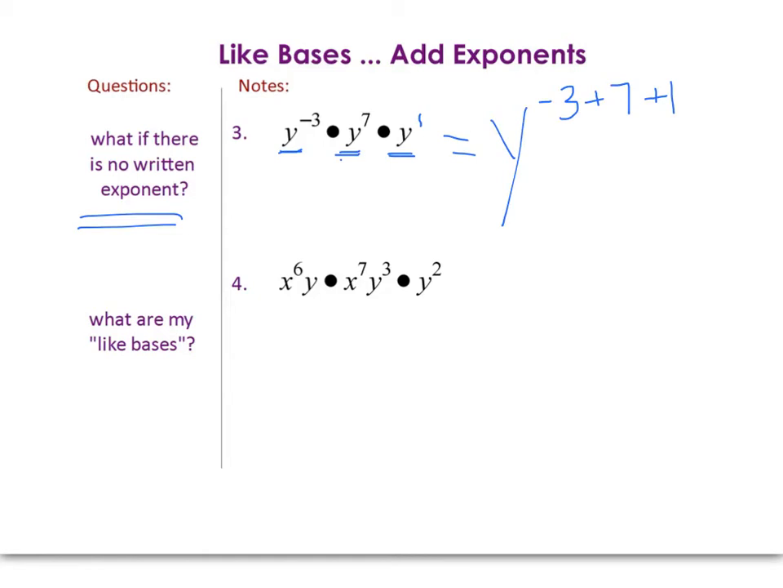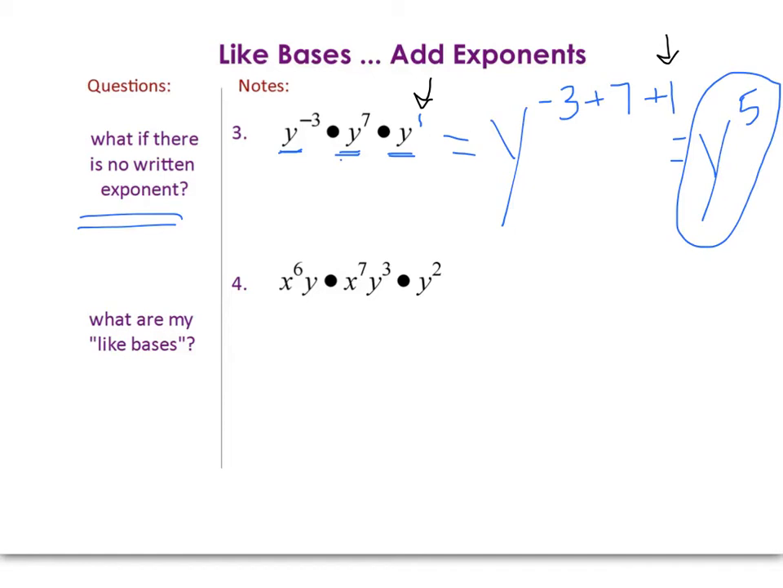The key with these is don't forget about that 1. A lot of people just say, oops, and forget to write it. Well, that's not the same thing. That's the wrong answer. So y to the negative 3 plus 7 plus 1 equals y to the positive 5.